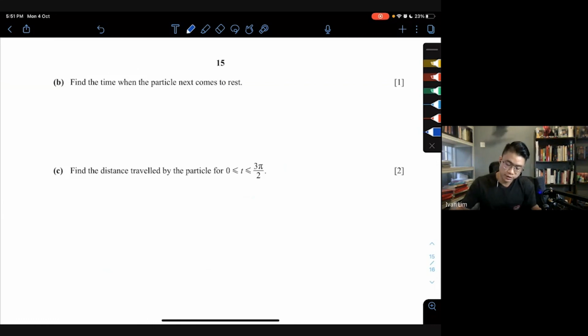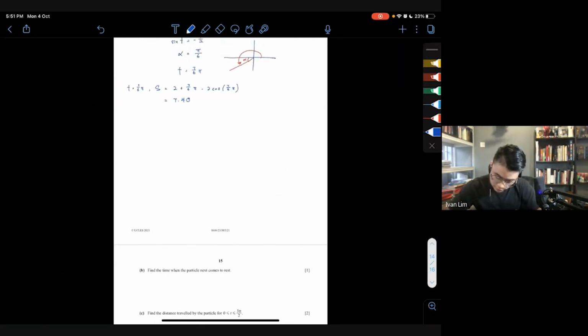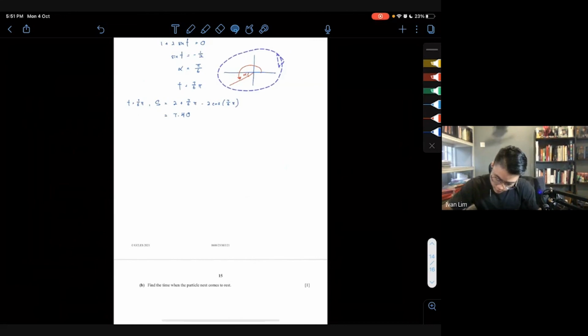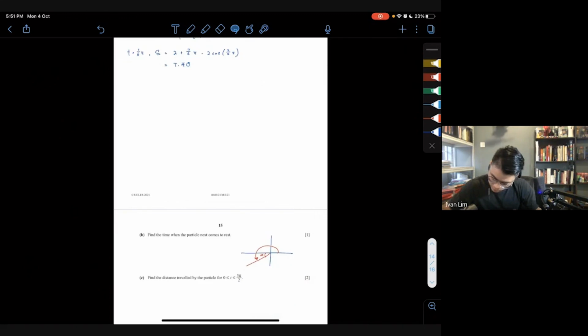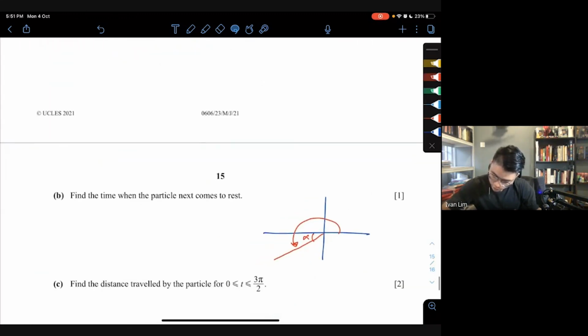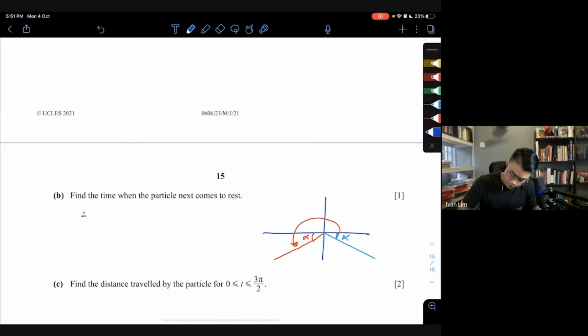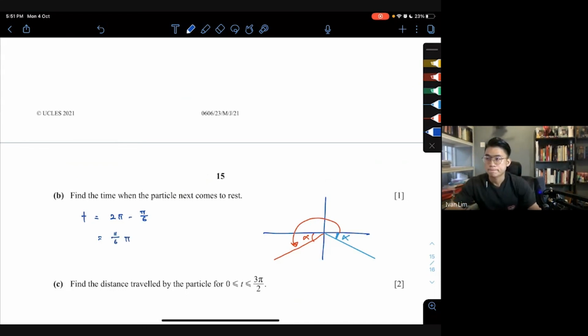Find the time when the particle next comes to rest. So you need to use back that graph here. We know that the next time it comes to rest is in the fourth quadrant, because that's when it's negative also. Just now our alpha is pi over 6, so this will be 2 pi minus pi over 6, which is 11 over 6 pi.